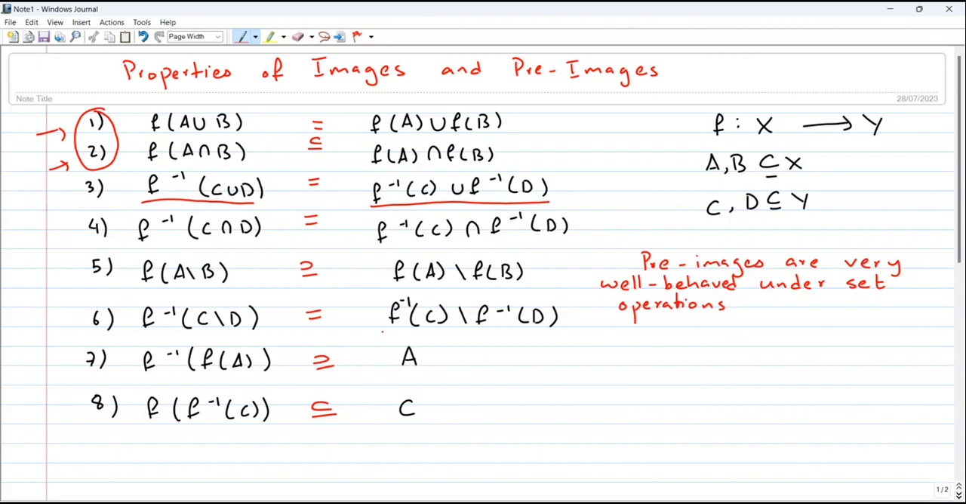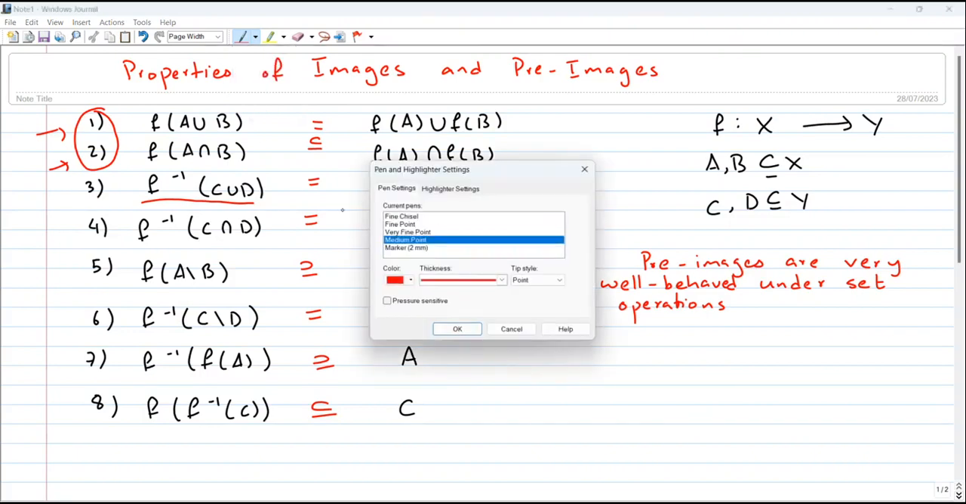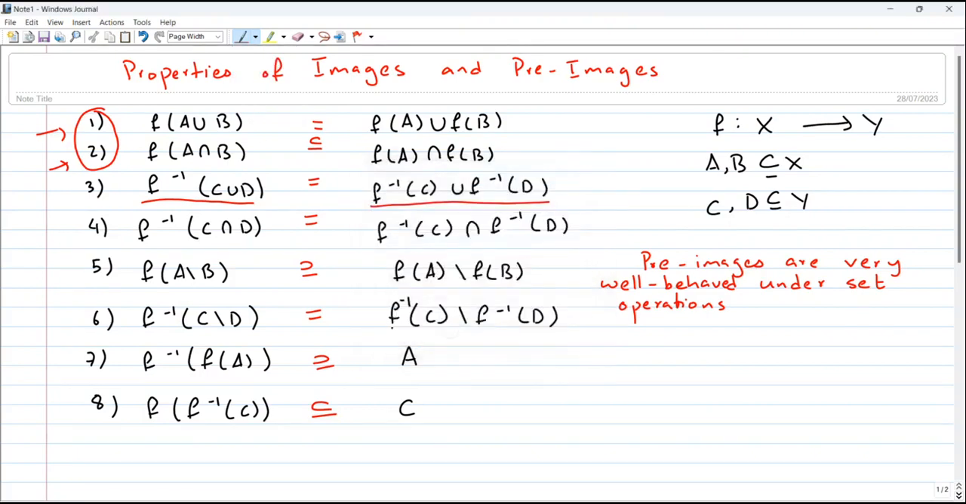And for the rest of this video, I'm going to give you some examples to tell why this one, and this one can't be an equality. Let's start with the first one. So we have f of A take away B contains f of A take away f of B. So you can come up with your own example if you like. And here's my example.